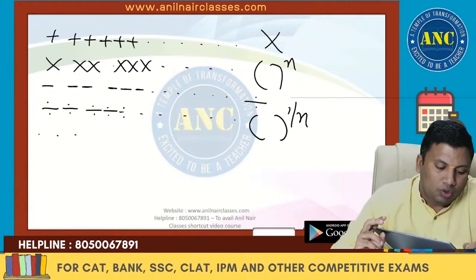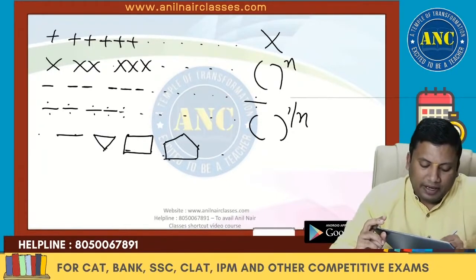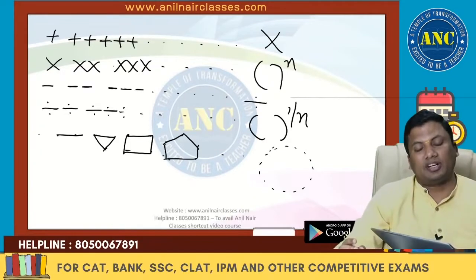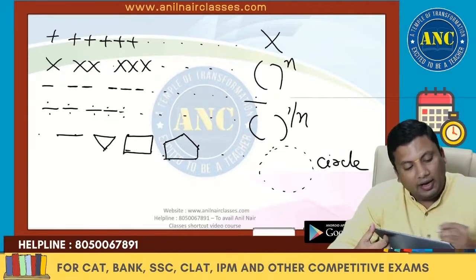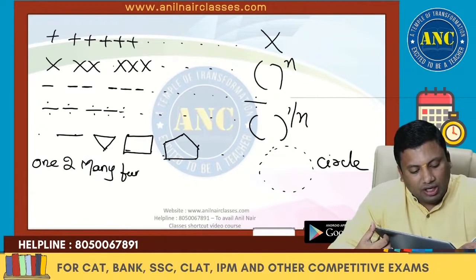1 dot, 2 dots is a line, 3 dots is nothing but a triangle, 4 dots is nothing but a quadrilateral, 5 dots is nothing but a pentagon. A countably infinite number of dots is nothing but a circle. In our aptitude, we call it a one-to-many function. Into is nothing but a subset collection of plus.